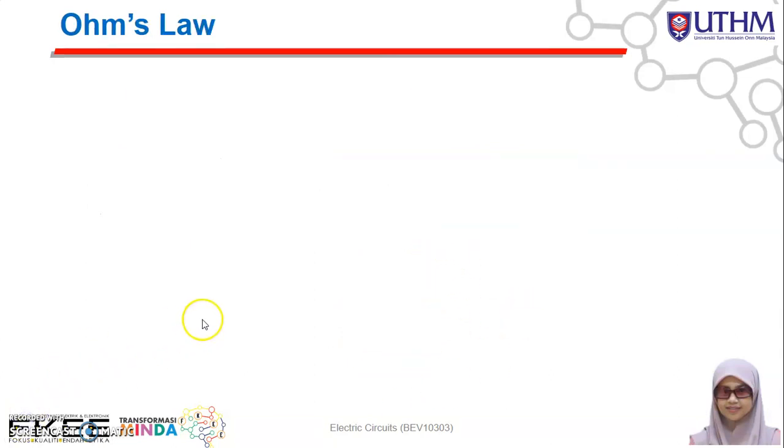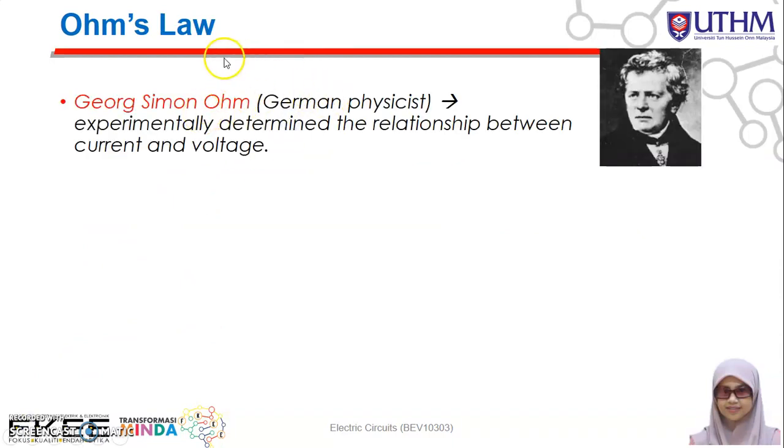Okay, so next we are going to see what is meant by Ohm's law. First of all, there is one guy, a German physicist, whose name is Georg Simon Ohm. He did an experiment to determine the relationship between current and voltage. The relationship that he studied is known as Ohm's law.